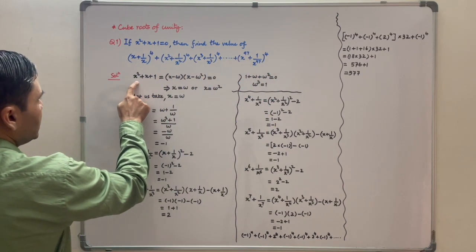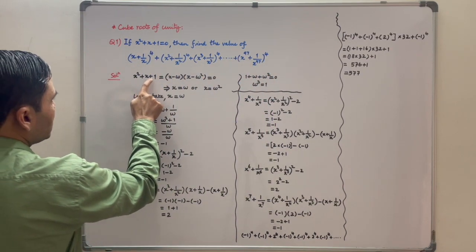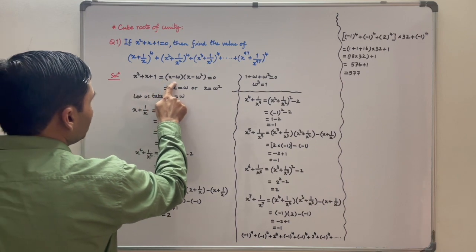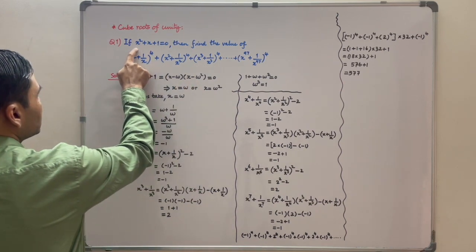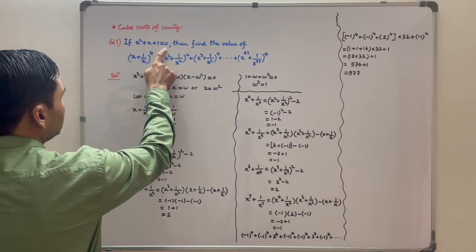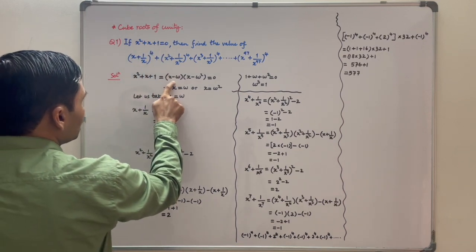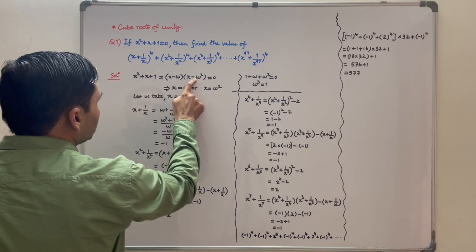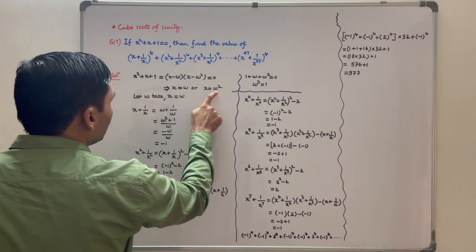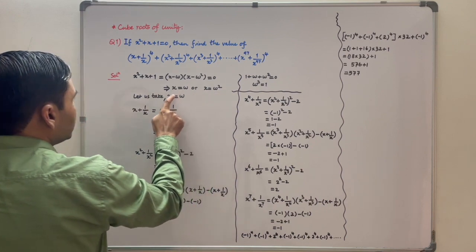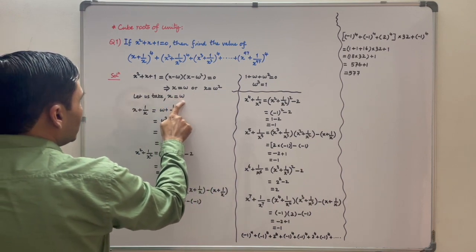We will use this identity: x square plus x plus 1 is equal to (x minus omega) into (x minus omega square). It is given that x square plus x plus 1 is equal to 0. That means (x minus omega) into (x minus omega square) is equal to 0. So x is equal to omega or omega square. Let us take x is equal to omega.